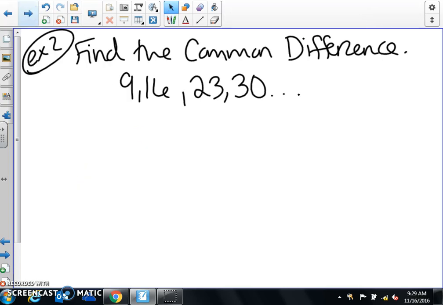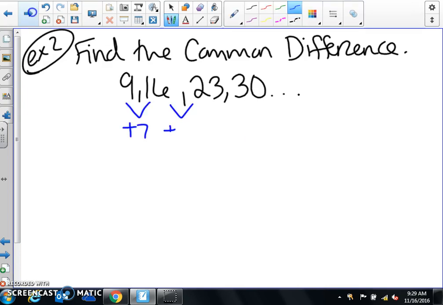All right, we're finding the common difference again. This time I'm adding 7. And once again, that is addition or subtraction, so my common difference would be 7.